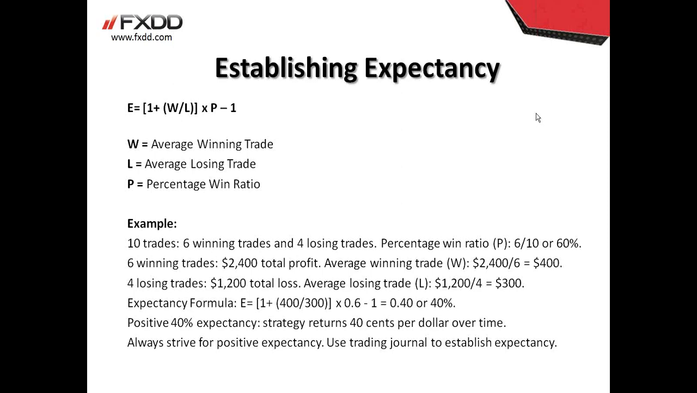That's from your journal. Your percentage win ratio, or P, will then equal 6 over 10, or 60%. If you have 6 winning trades of the 10 trades, these 6 winning trades were altogether $2,400 in total profit. Therefore, your average winning trade, or W, is simply the $2,400 divided by your 6 winning trades, which is $400. Now, if you have these 4 losing trades, you lost a total of $1,200. Then your average losing trade, or L, is $1,200 divided by 4, which equals $300. You plug all this into the expectancy formula, and you get 0.4 or 40%.